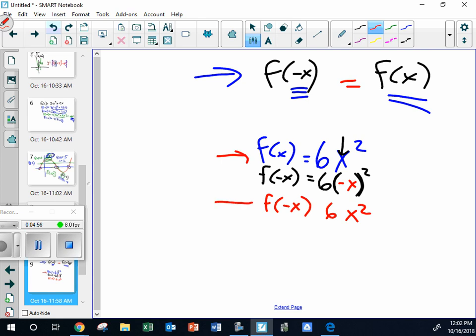So what does that say? F of negative x is equal to f of x. And therefore, three dots in a triangle. Therefore, even. There, that's a proof.